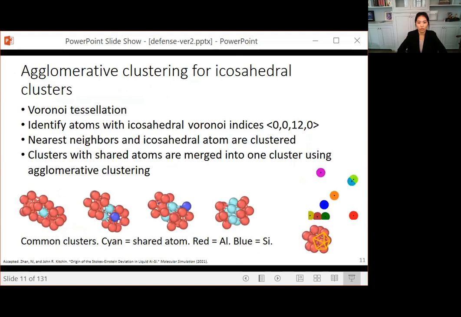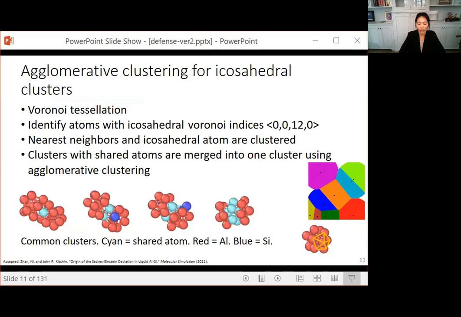So now we're going to look at the local ordering. We're using a method called Voronoi tessellation. What it does is it decomposes the points in space and assigns the points to the nearest atom. And this is shown, for example, in the 2D space. Then all of the points assigned to an atom make up the Voronoi polyhedron.